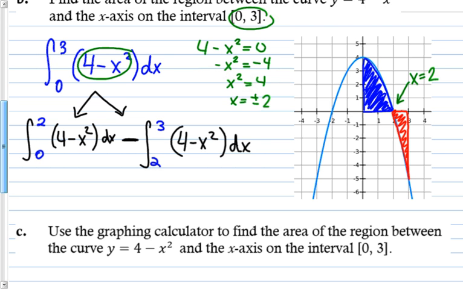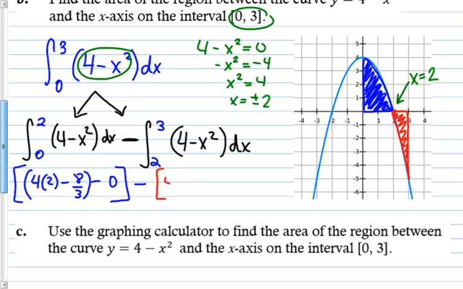Do the antiderivative, which we did on part A. And you're going to plug in the 2. So that's 4 times 2 minus 2 cubed, which is 8 over 3, minus, and then plug in the 0, 4 times 0 minus 0 cubed over 3, so 0. Right, that's the first one here.